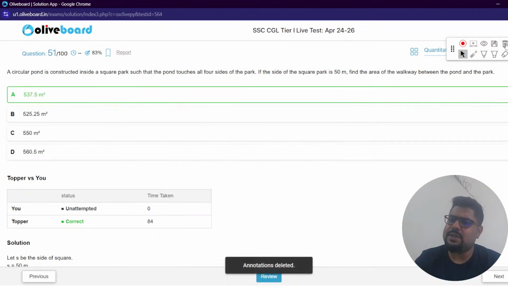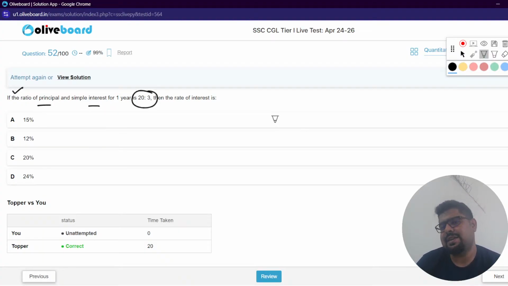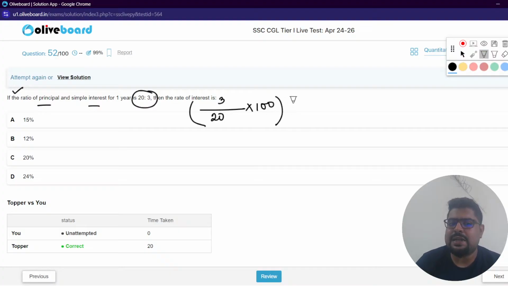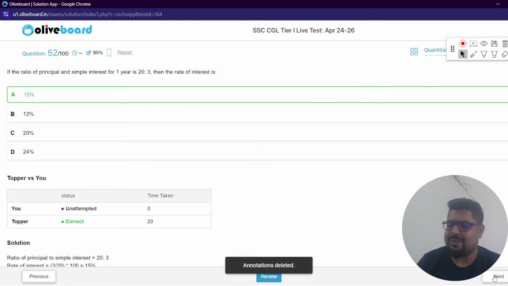The first one was a very simple question. Let's move on to our second question. The ratio of principal and simple interest for 1 year is given. Meaning on 20 rupees principal, 3 rupees is interest for 1 year. The rate of interest is interest out of principal in terms of percentage, so 15%. It was a one-liner. Option A must be the correct answer. Again, a simple one-liner question.